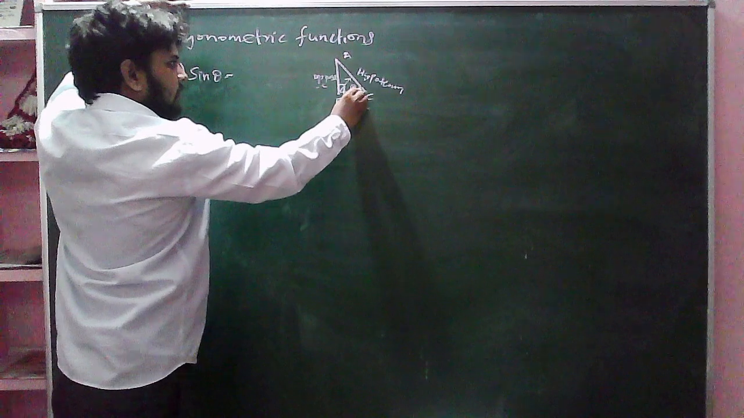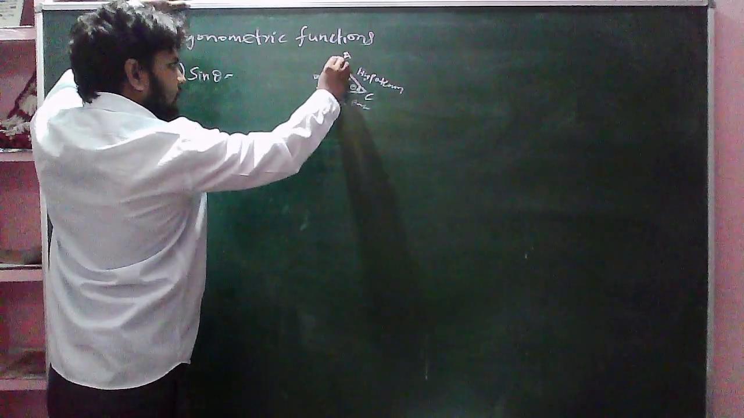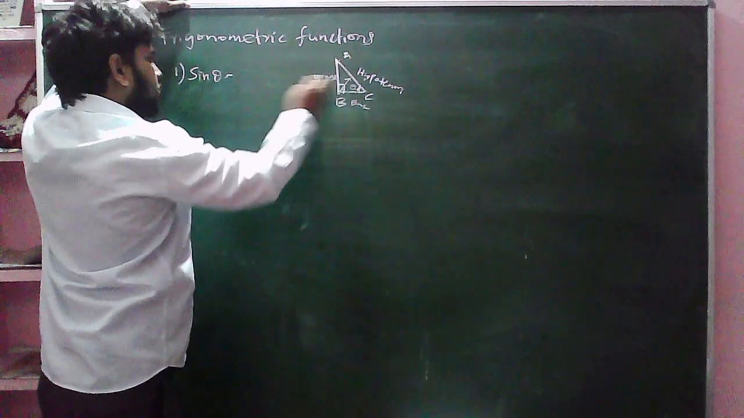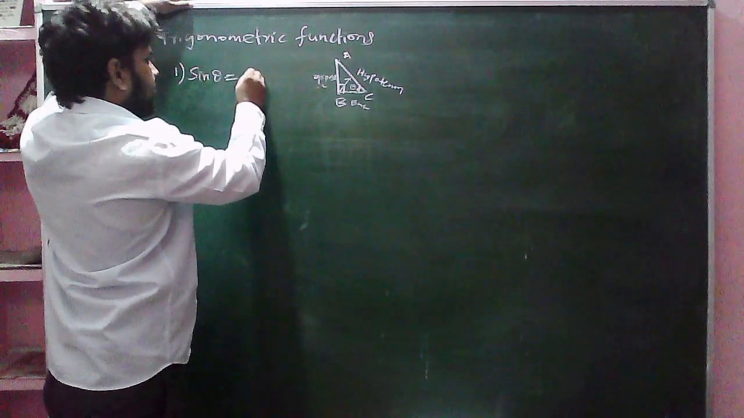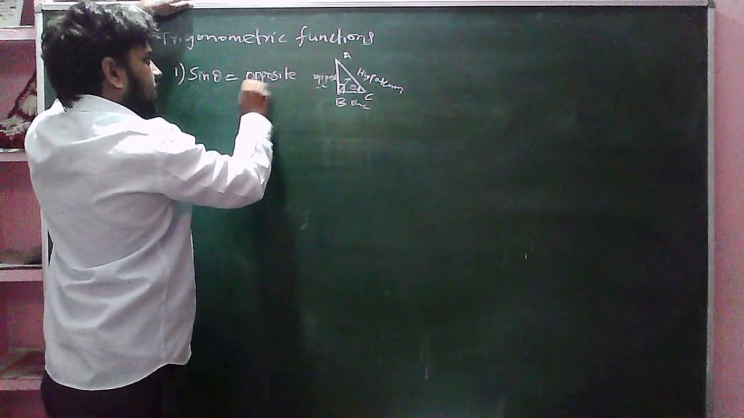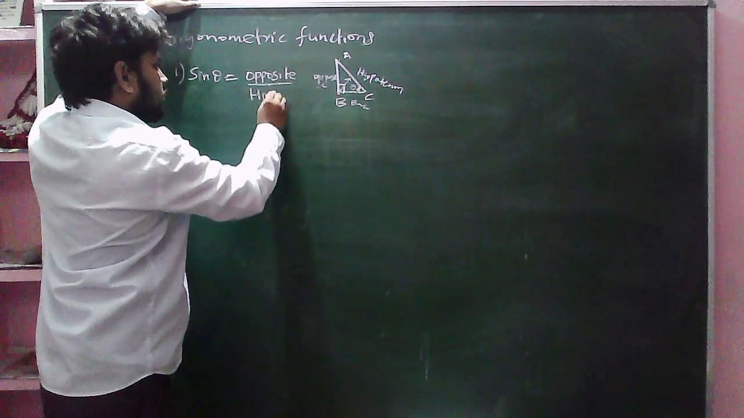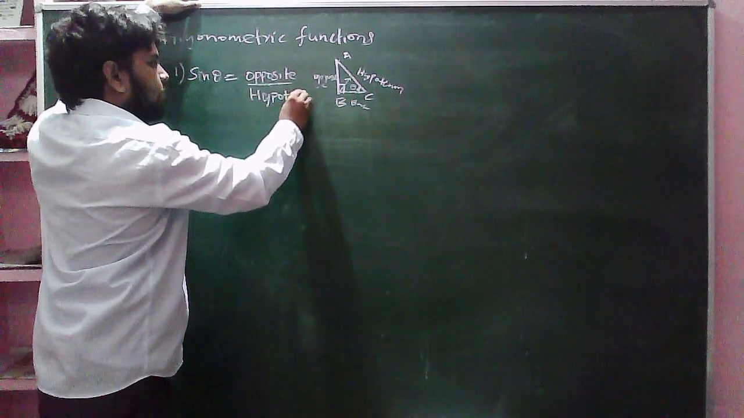Sine theta is equal to opposite. The side in front of this theta is the opposite. Opposite to this theta is AB. So sin theta is equal to opposite by hypotenuse.